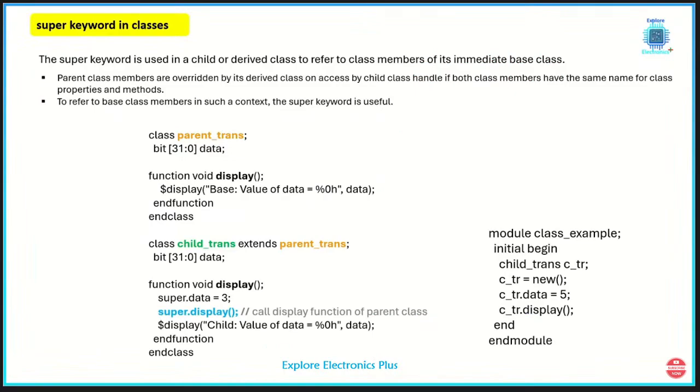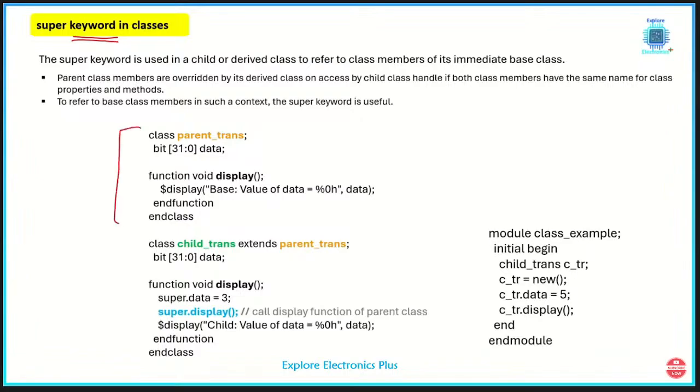Then we have a super keyword in a class. We need to understand when the super keyword is used. Super keyword is used in a child class, or in the derived class, to refer to the class members of its base class, its parent class. You can see the example here.